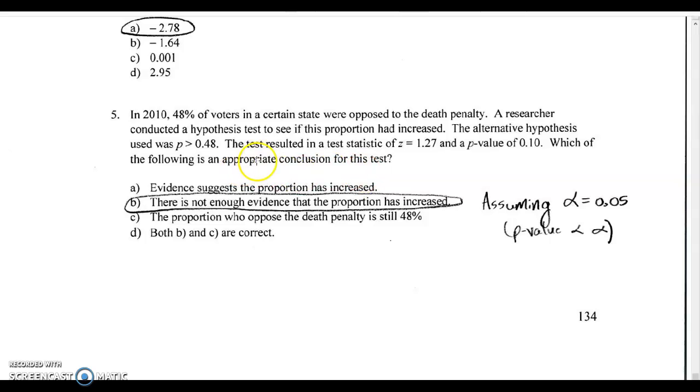Which of the following is an appropriate conclusion for this test? I would still say not a big enough z-score. I'm not giving you the p-value, so the best answer here is there is not enough evidence that the proportion has increased. Assuming that we have an alpha of 0.05, the p-value would be bigger than that, right? So the p-value is bigger than alpha, not less than alpha. There's not enough evidence the proportion has increased. The p-value is greater than alpha.